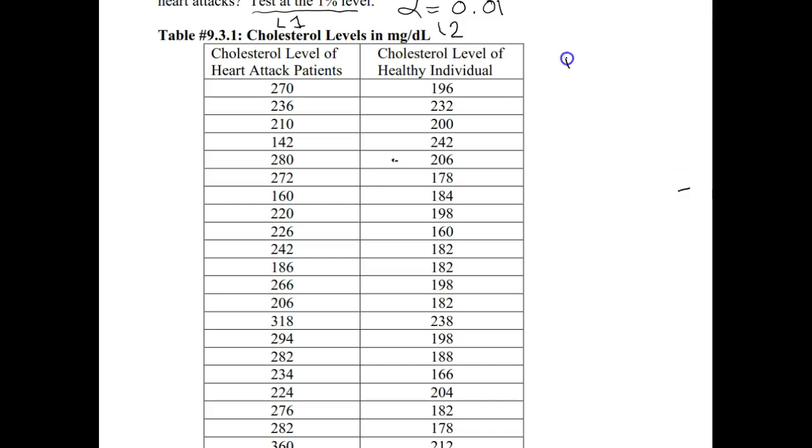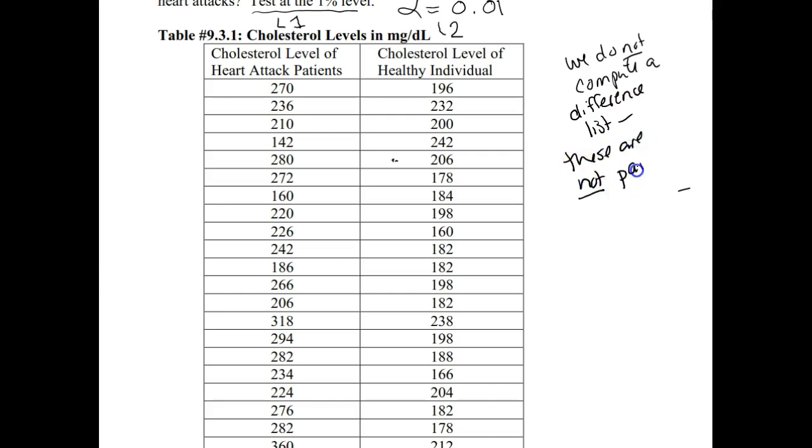Okay, and in this case, we do not compute a difference list. These are not paired data. In this case, the patients that had heart attacks are different from the patients who are healthy. So it's not the same individual in both groups. It's not like we took some patient and made him have a heart attack and then somehow miraculously made them a healthy individual for the other measurement. So these are not two measurements taken on the same individual.